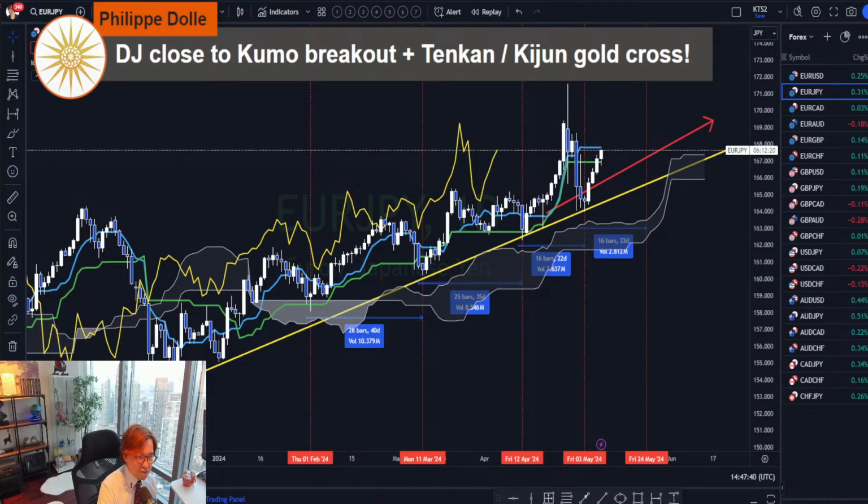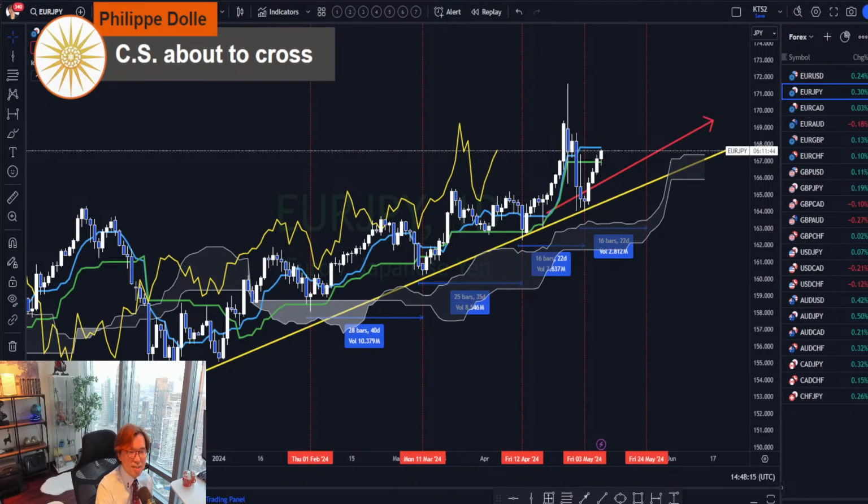Okay, Philip says, "DJ closed to Kumo breakout, Tenkan-sen, Kijun-sen gold cross." Oh, gold cross above Kumo, you mean? DJ is one of the JPY pairs. Right, but when you see the Kumo breakout and Tenkan-sen, Kijun-sen gold cross, if it happens above the Kumo, then that will be the best scenario. Chikou span above the cross. Okay, so that means buyers becoming dominant on the market.